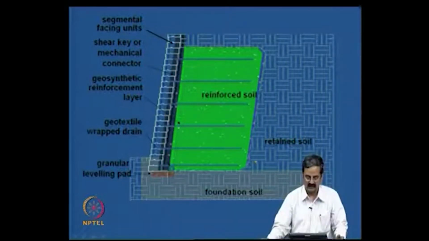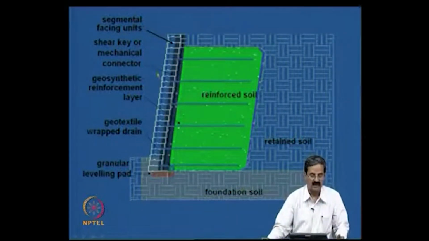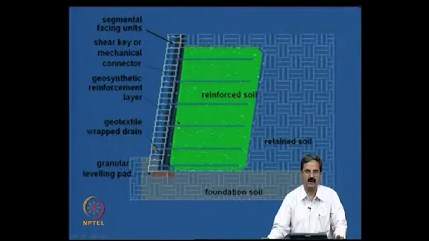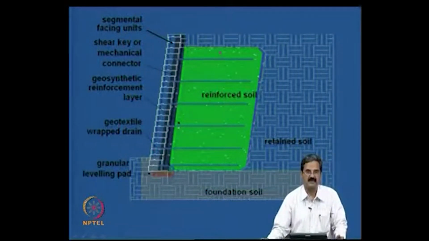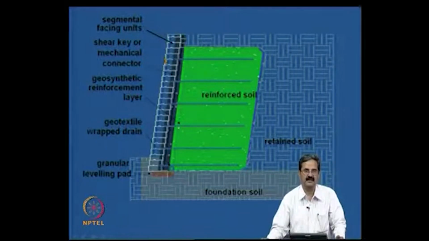Then you have the retaining wall or foundation soil, and you have different elements here. This type of wall is called a segmental retaining wall, in which you have what is called segmental facing. We'll see what the difference is. There are different types of facing.